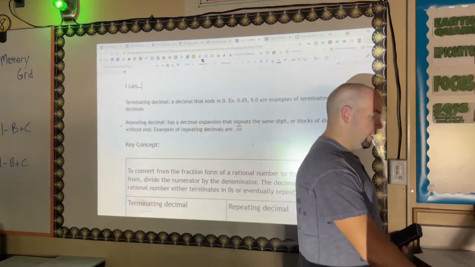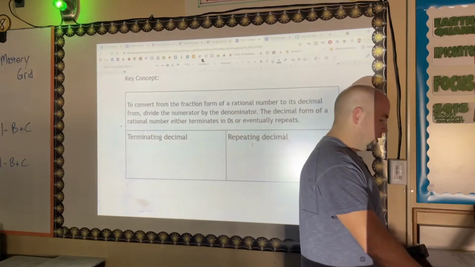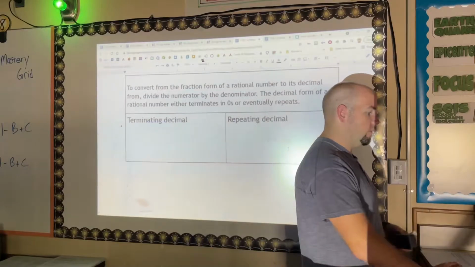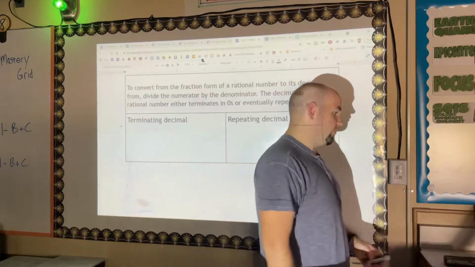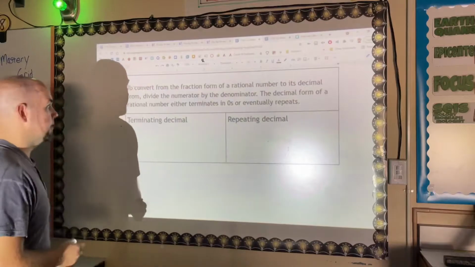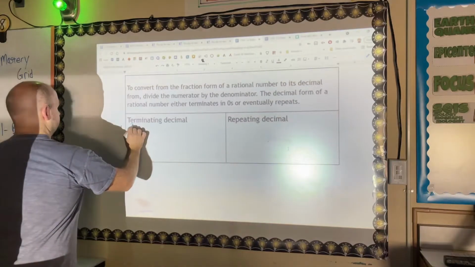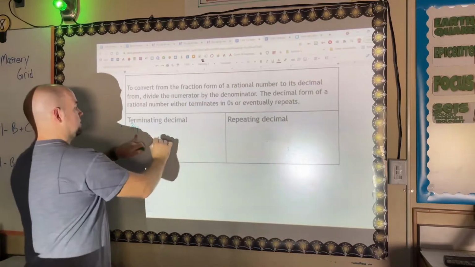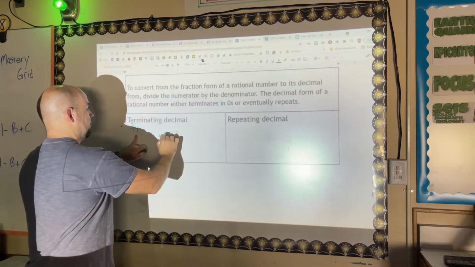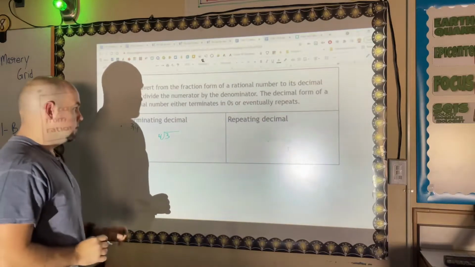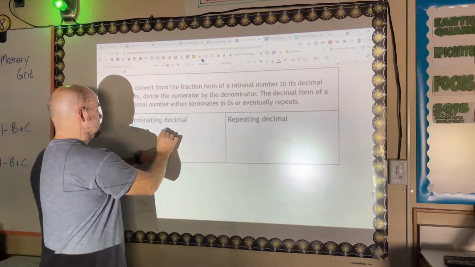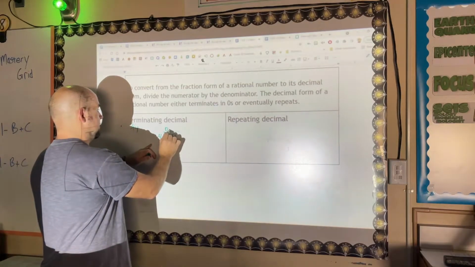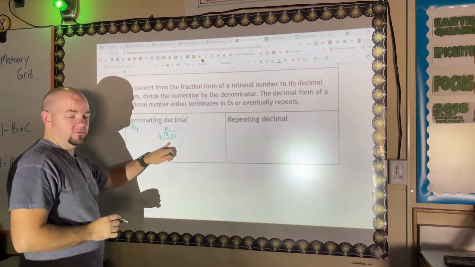So let's look at a couple of them. We're going to do a couple of examples here. Key concept is the same thing. To convert from the fraction form of a rational number to its decimal form, divide the numerator by the denominator. Let's do example 3 over 4. Denominator is on the bottom, so we go 4, like that. So 4 goes into 3 0 times, and so we can put a decimal there and carry that decimal up.